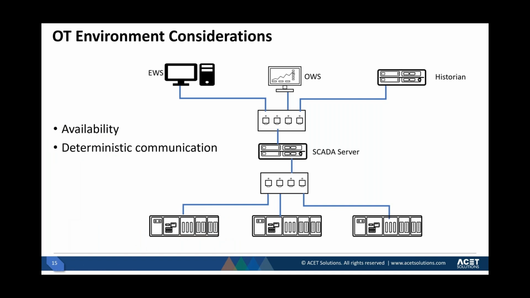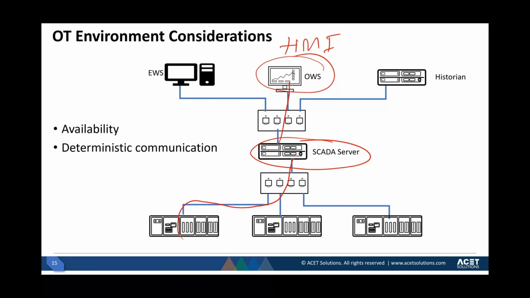Another aspect of availability is that when this PLC is doing whatever it's doing, the data is communicated to maybe a server, and from that server it goes to an operator workstation, some kind of HMI, human machine interface, to display the values on the screen for the operator. Not only do we not want this PLC to stop functioning, we also want this communication to happen in a very deterministic way.